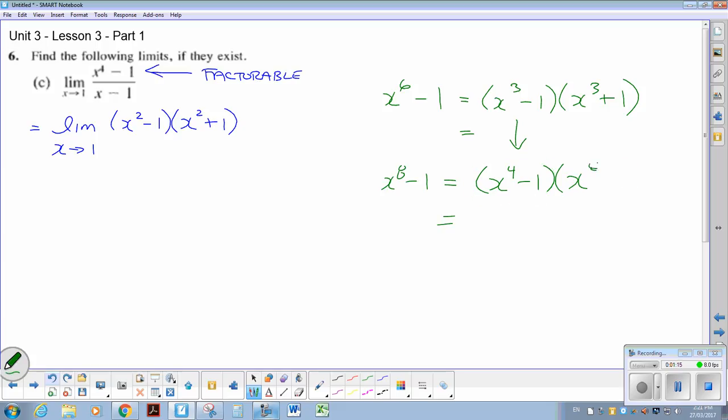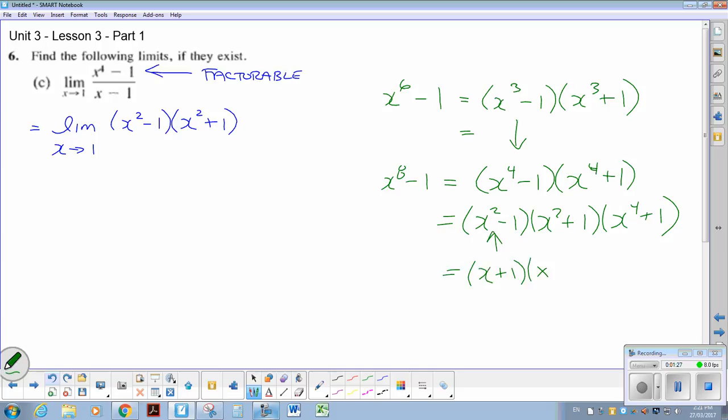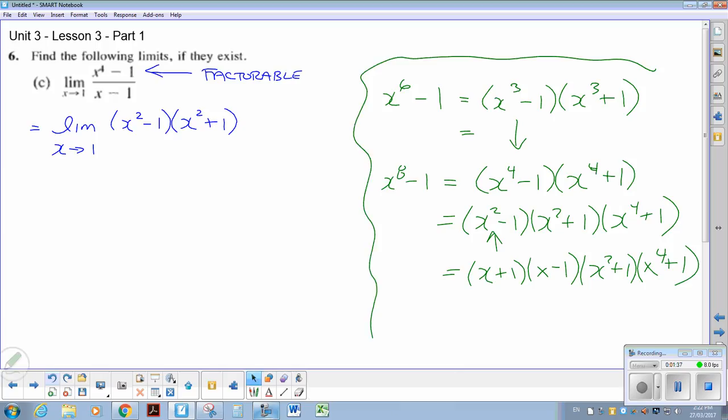Oops, x to the 4th plus 1. So then you'd have x squared minus 1, x squared plus 1. I'm kind of on a tangent now, I'm not really answering your question. And then this factors a little bit further. X plus 1, x minus 1, x squared plus 1, x to the 4th plus 1. All right, so just keep that in mind when you're working through limit questions. So anyway, back to what you were originally asking.